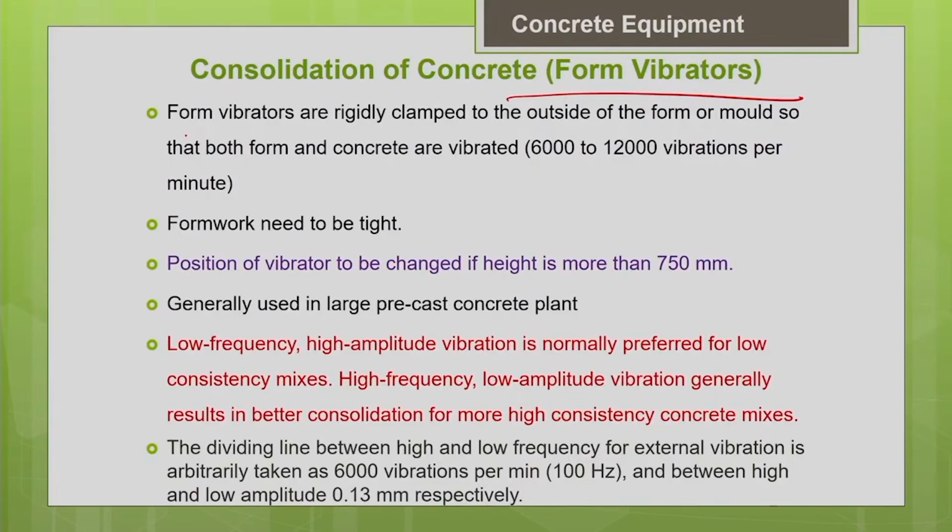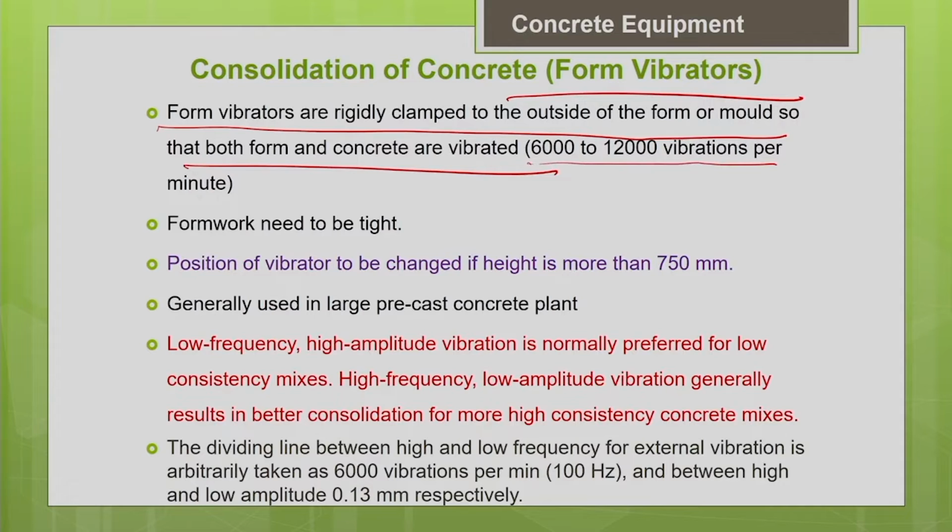That is why internal vibrators are best, because there is a direct transfer of vibration to the concrete. Here the vibrator is clamped to the formwork, and from the formwork the vibration is transferred to the concrete inside. So, this is an indirect method of transfer. Form vibrators are rigidly clamped to the outside of the form or the mold, so that both the form and the concrete are vibrated. Here you can see the frequency range is 6000 to 12,000 vibrations per minute.